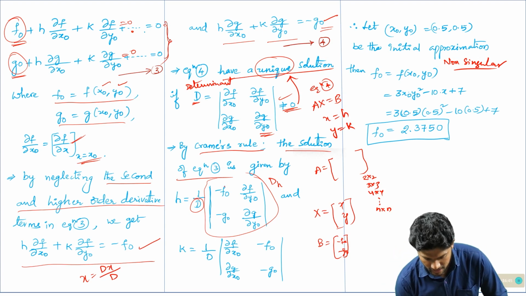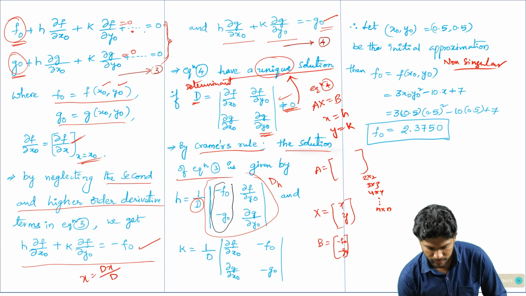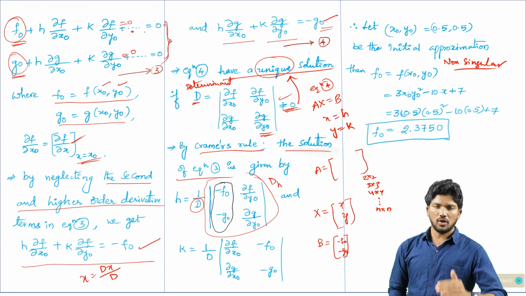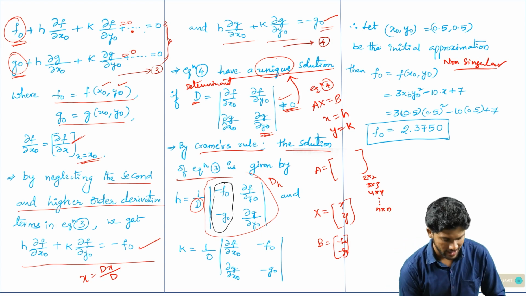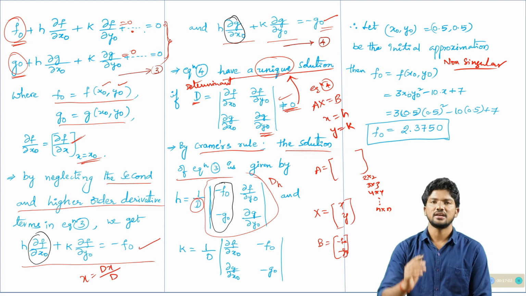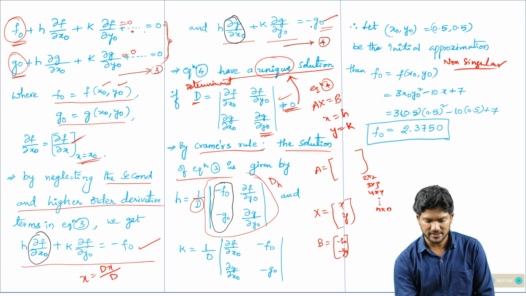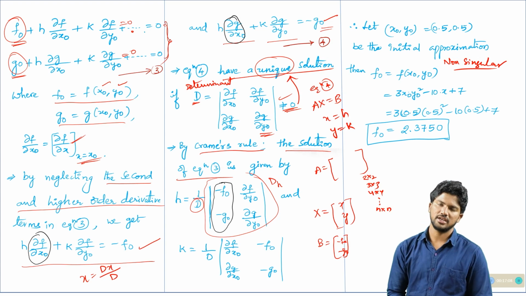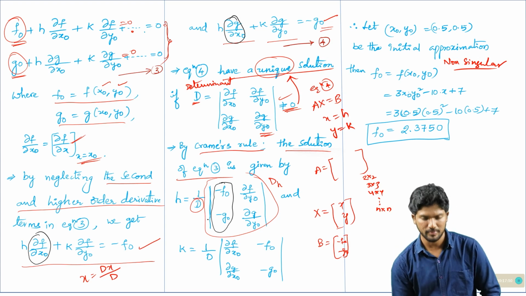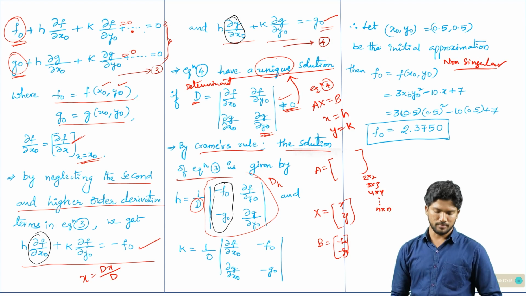Here you can see the coefficients of small h, that means dou f by dou x naught and dou g by dou x naught, were replaced by the constant matrix. What is the constant matrix here? The RHS values of equation number 4, that is f naught and g naught, that is, minus f naught and minus g naught. That is capital H by d.